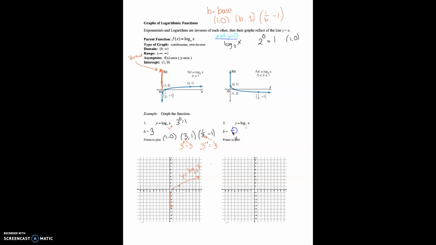So for problem 2, our base is 1/2, so I'm going to write that here. And then I'm going to ask you to pause and try to use this part at the top to figure out what your 3 points would be when you're graphing. So again, pause it and try that piece on your own. Let's see how you do on it.